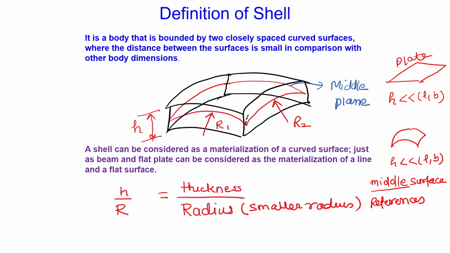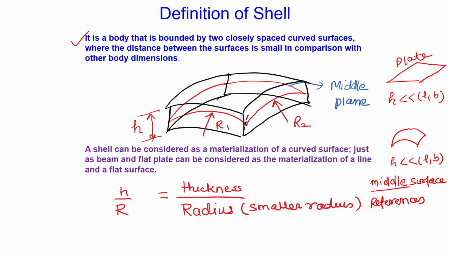So, now a shell is defined in terms of a reference surface: it is a body that is bounded by two closely spaced curved surfaces, where the distance between the surfaces is small in comparison with the other body dimensions. In this figure you see the red enclosure, it is a reference surface or middle surface.